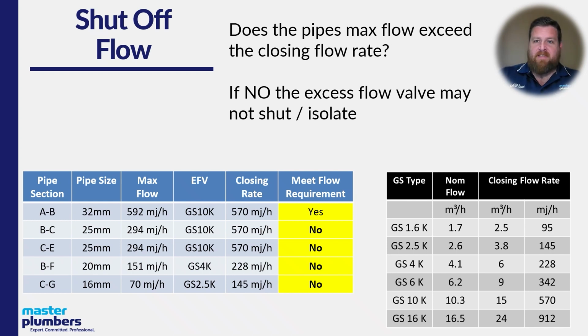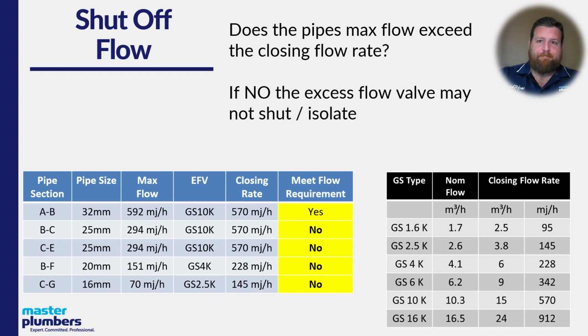Pipe section B to F is a 20mm line that had a maximum flow of 151, and that had a 4 cubic metre valve on it, and we know that that needed 228 megajoules in order to close, so that's not going to work. Pipe section C to G, 16mm, had a max flow of 70 megajoules. It's got a 2.5 cubic metre valve on it, and that required 145 megajoules an hour to isolate. So we know that that's not going to work.